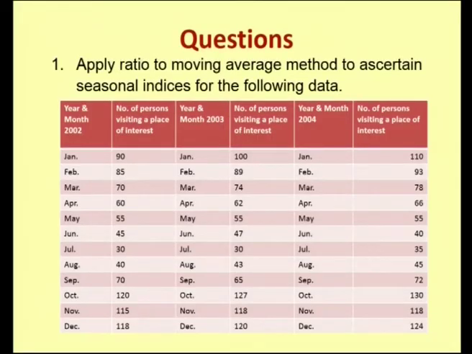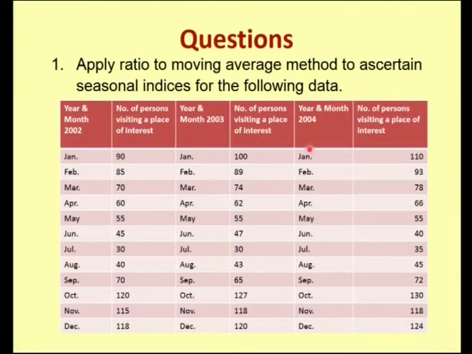Based on the discussion in this session, the following question may be posed. Apply the ratio to moving average method to evaluate the seasonal index for the following data. Year and month of 3 years have been given: 2002 starting from January to December, and similarly the year 2003 starting from January to December.